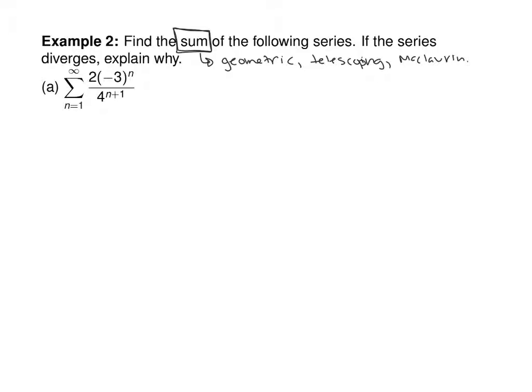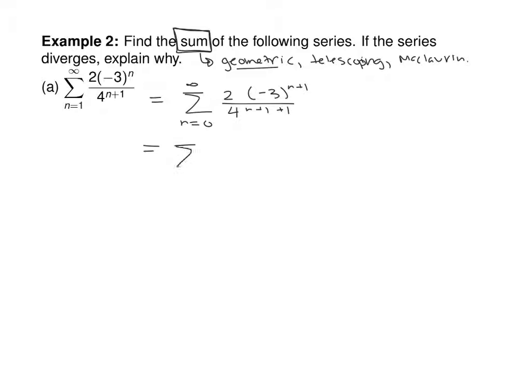So if you're going to use a geometric series, you want to find out what that sums to, your series must begin at 0. So notice how this one begins at 1. So let's re-index it so it starts at 0. So you re-index and it becomes 2 times -3 to the n plus 1 over 4 to the n plus 1.